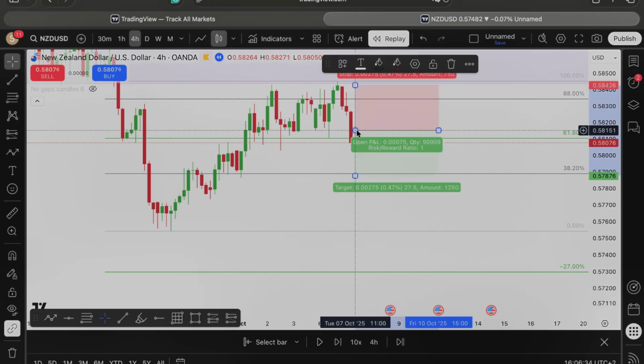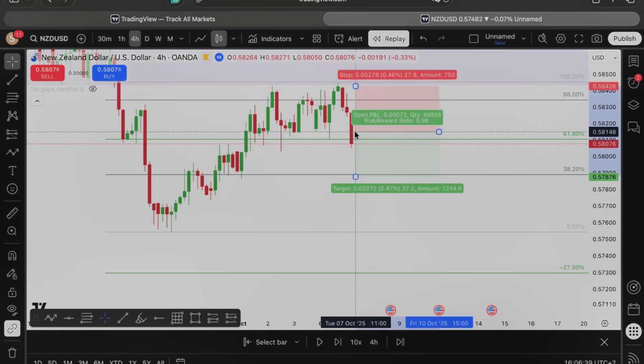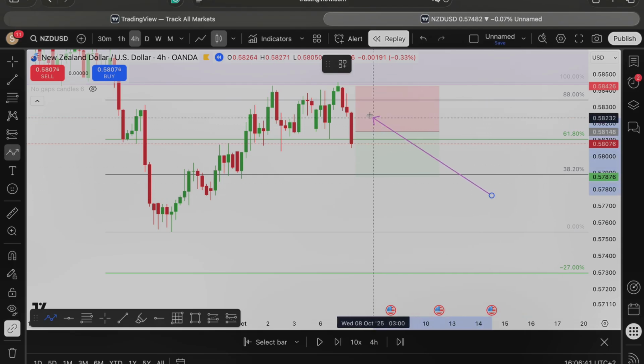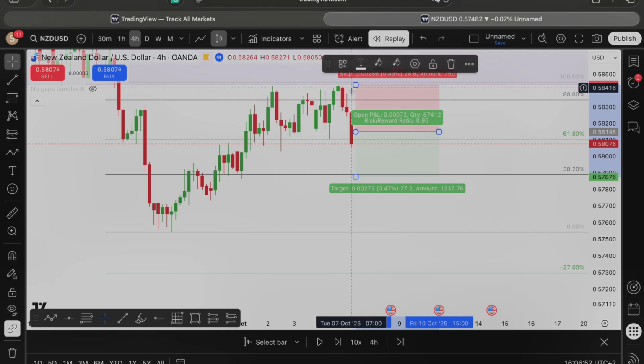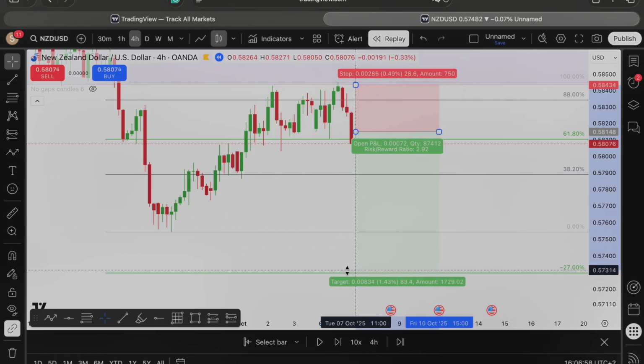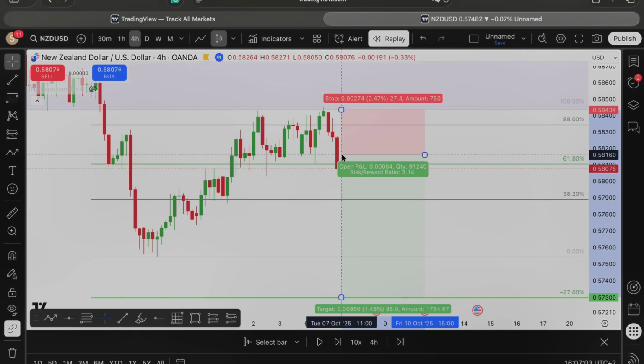That means our entry, usually it goes on the 61 level, but because we have structure all the way up here, I will need to adjust my stop loss to make it a 1 to 3 risk to reward. So my stop loss is going above this high to be protective if price makes a deeper retracement. My take profit is going on the negative 27. Always create at least a 1 to 3 risk to reward.